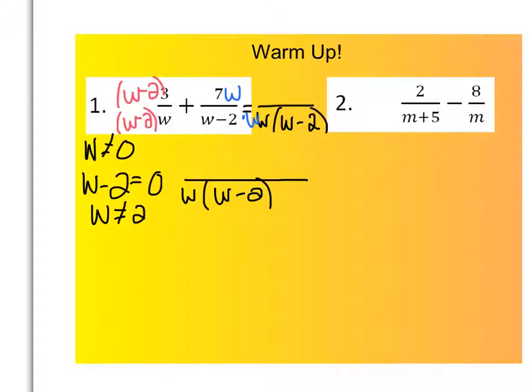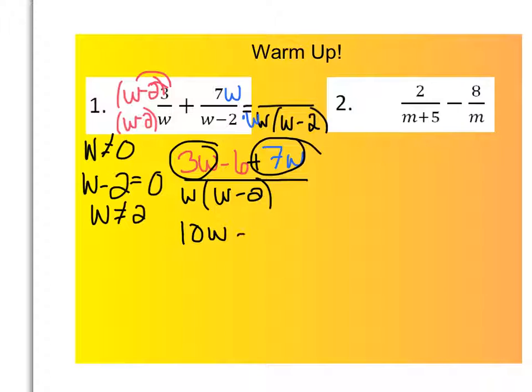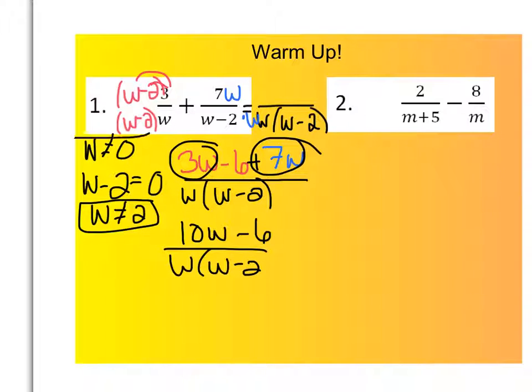My new first numerator, and distribute that 3, so it's 3w minus 6 plus, second fraction is just 7 times w, which is 7w. Now I'm looking for like terms. I have the 3w plus 7w, so that's 10w. Bring down the minus 6 over w times w minus 2. So restrictions and combined fractions by addition.